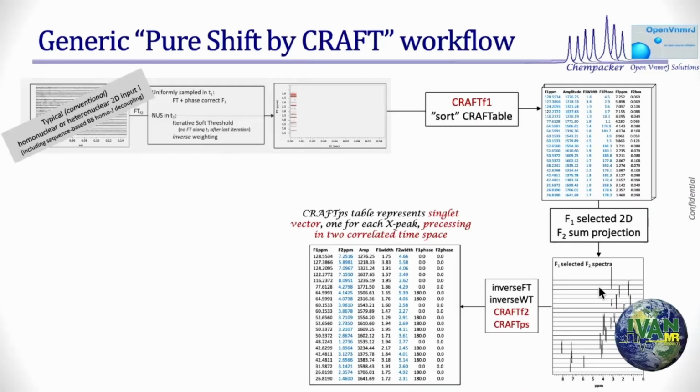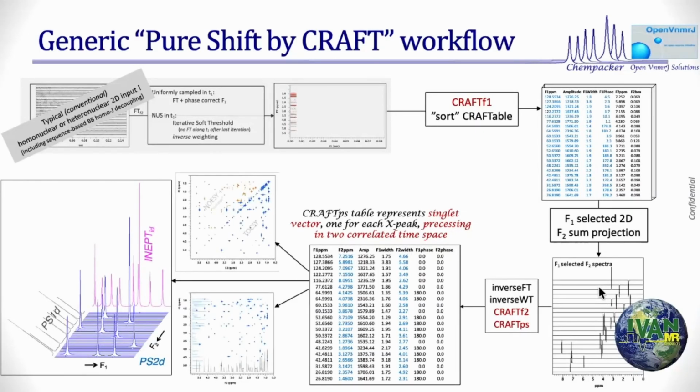And the CRAFT pure shift table represents a singlet vector. Every cross peak is a singlet in both dimensions. I don't even want to call it a multiplet pure shift. It is a singlet. It is a cross peak, a resolved cross peak. It can be represented by a single magnetization vector. And that's the magnetization vector. I can describe it whichever way.